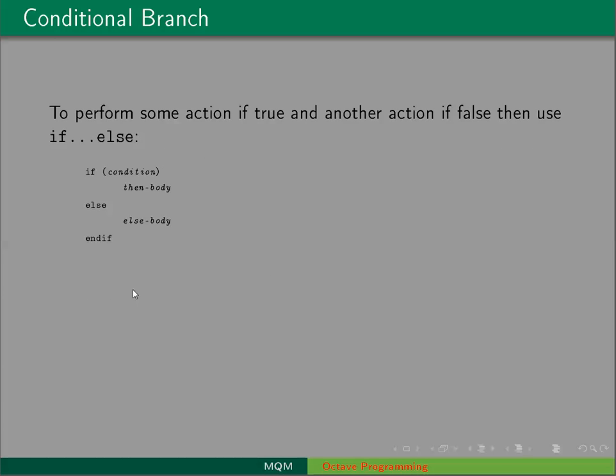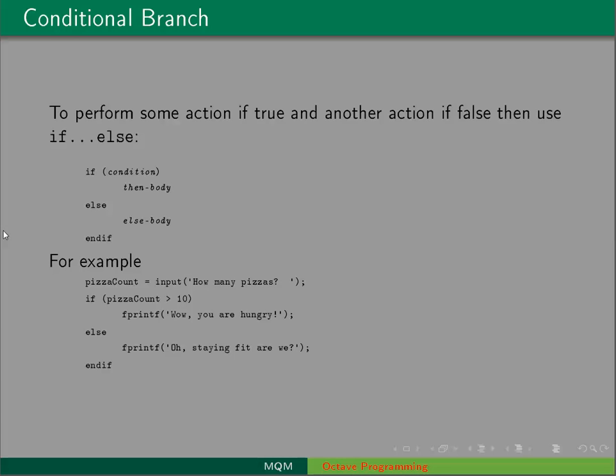Pretty standard. We also have else. So if we want some action to execute if the condition is true and another action if the condition is false, we can use if else. So we have code for the true condition and code for the false condition. Extending the previous example, if pizza count is not greater than 10, then we'll print out this message.